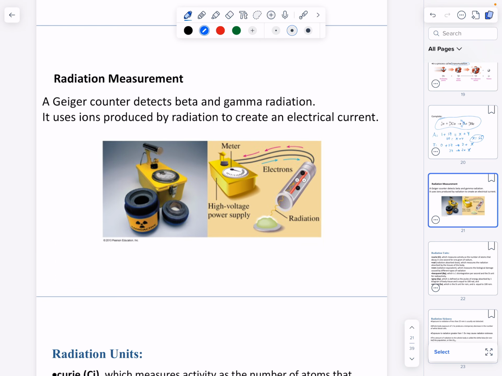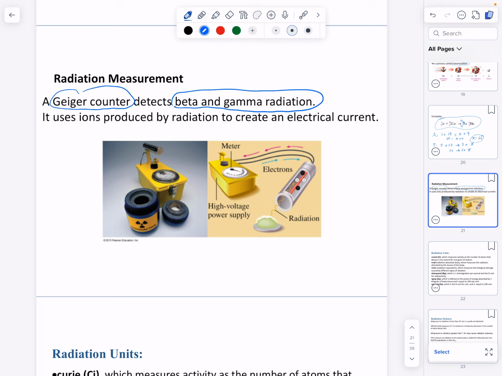Now, how do you measure radiation? You measure radiation by using something called a Geiger counter. This is the one that you see in the movies, where they go to a place that is exposed to radioactivity, and they put that thing close to an object, and that equipment starts vibrating and making noises. That's a Geiger counter. What the Geiger counter does is detect beta and gamma radiation.